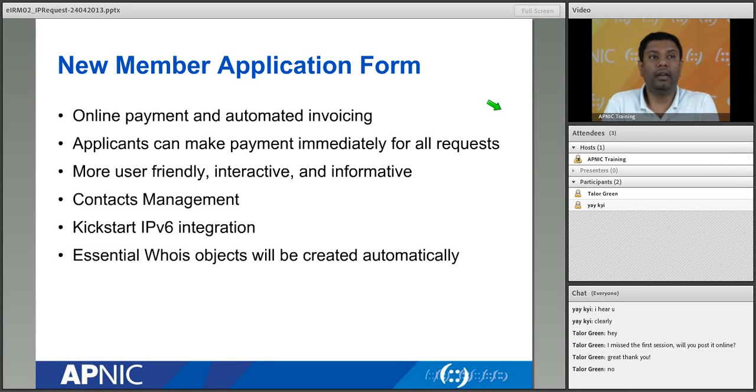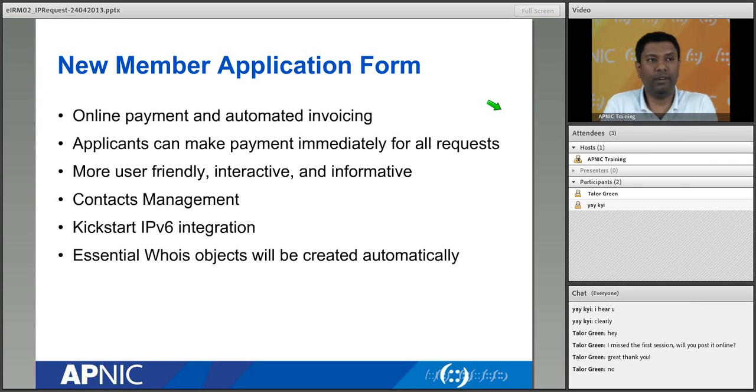With the new online application form, the payment is now just automated, online payment. If you want to pay by credit card, straight away you can make the payment, and then the next day you'll get your resource. It's more friendly, interactive, and more informative. We just removed all those technical complications from that request.